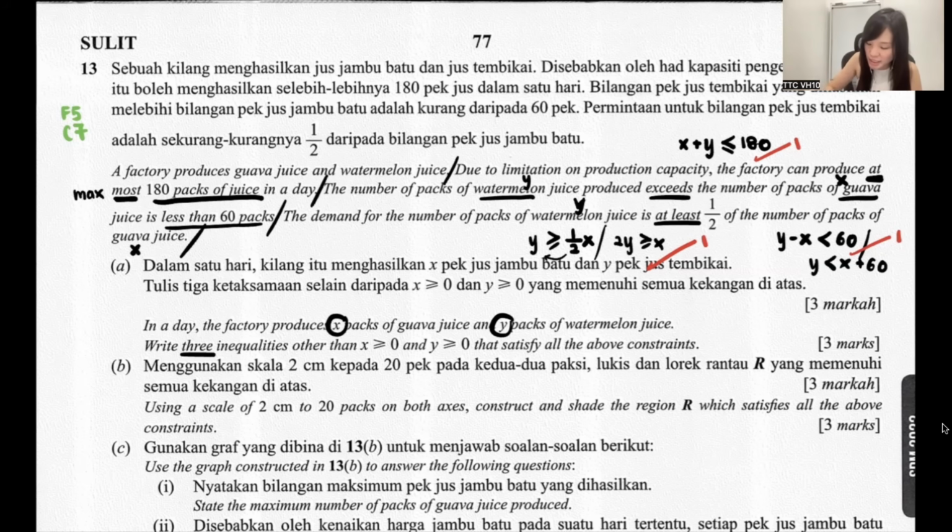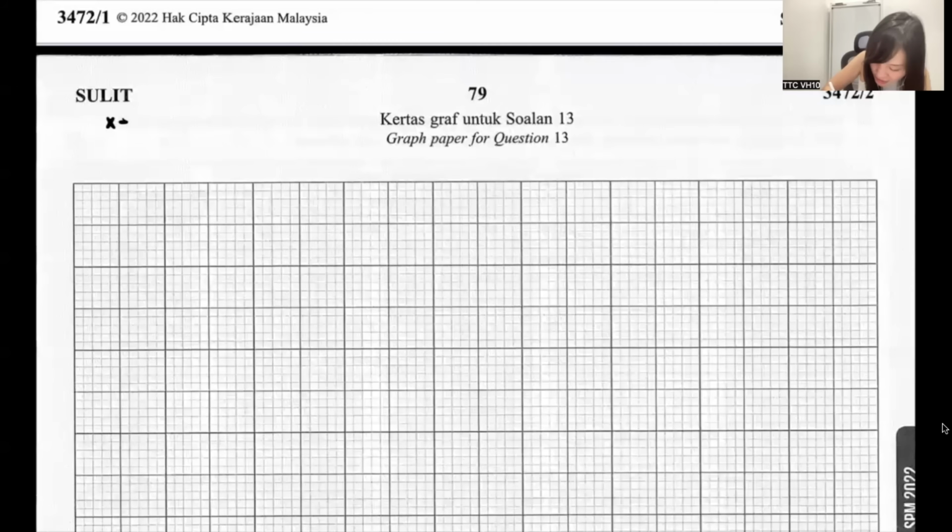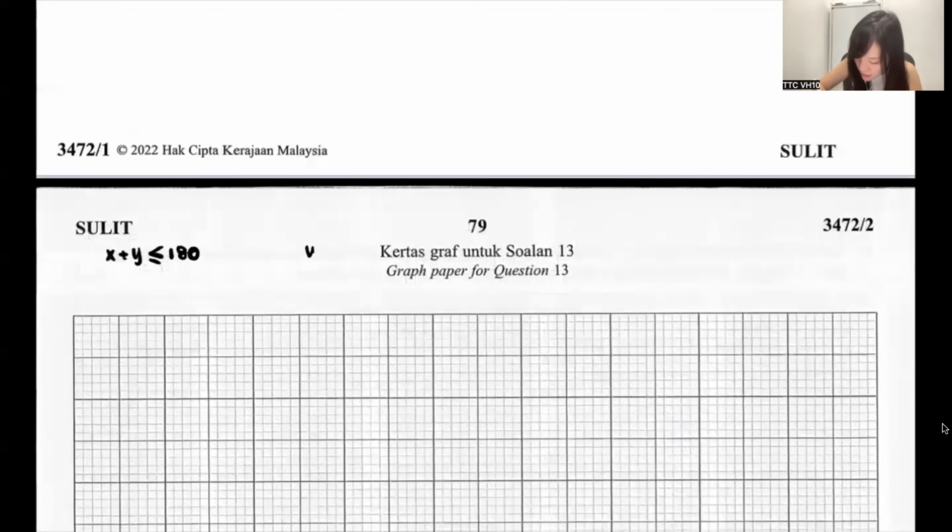For B, they say, using a scale of 2 cm to 20 packs on both axes, construct and shade the region R which satisfies all the above constraints. Construct means draw already. You're going to use graph paper. Okay, my dear, I write inside the graph. I got this as my first equation, this as my second equation. Then I remember I got Y at least 1/2 X. This is my third equation.